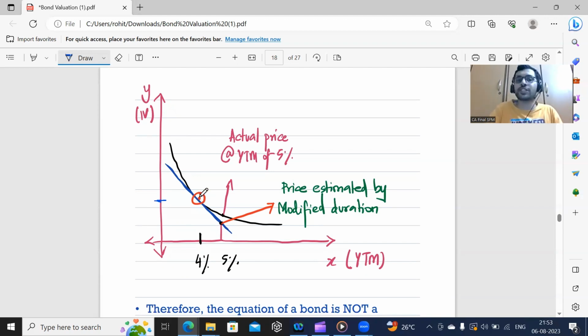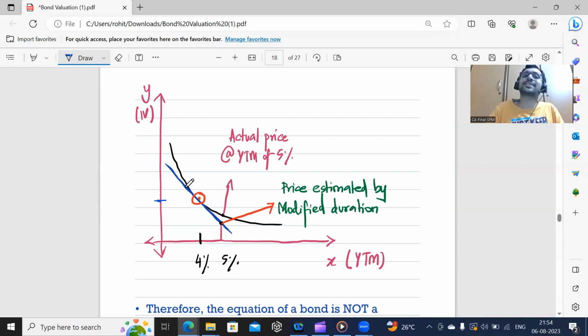All right, so modified duration is drawing a straight line, and it is calculating the slope of this straight line, and it is telling how much the bond price is going to change by when the YTM changes by 1%. I'm repeating myself. What is modified duration doing? This curve, the black curve, is the curve of the bond. Modified duration is drawing a straight line at the current YTM in such a way that it is a tangent to this curve.